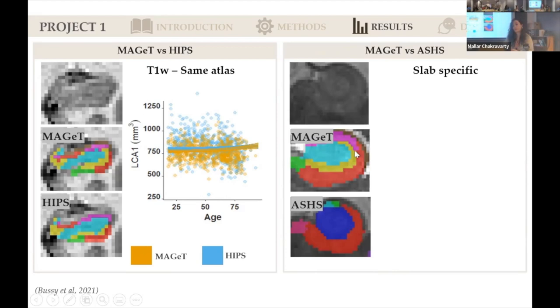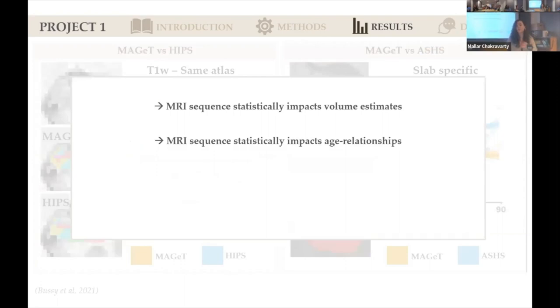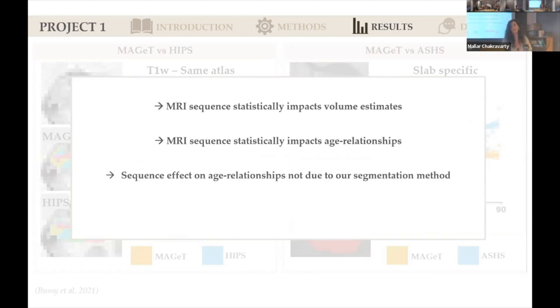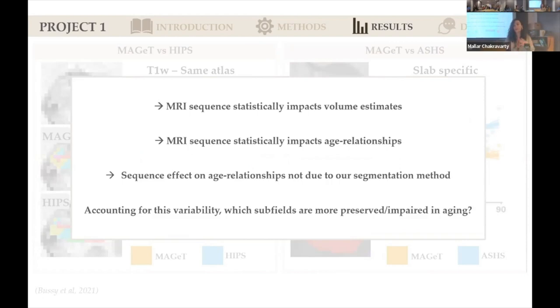So we expect to see baseline volume differences, but we wanted to still look at whether the age trajectory was different or not. So we tested that, and that was not the case. Overall, that demonstrated that the sequence effect that we see on the age relationship was not due to our segmentation method. And so finally, accounting for all this variability, which subfields were the most preserved or impaired in aging?